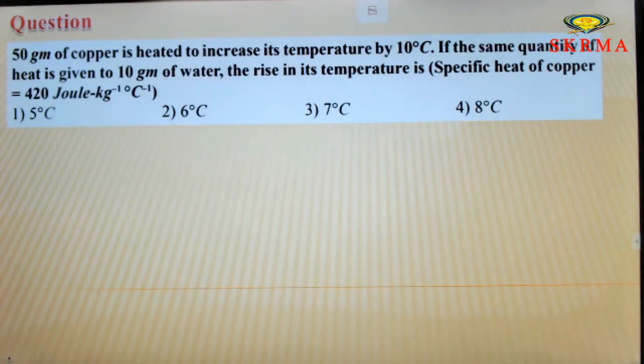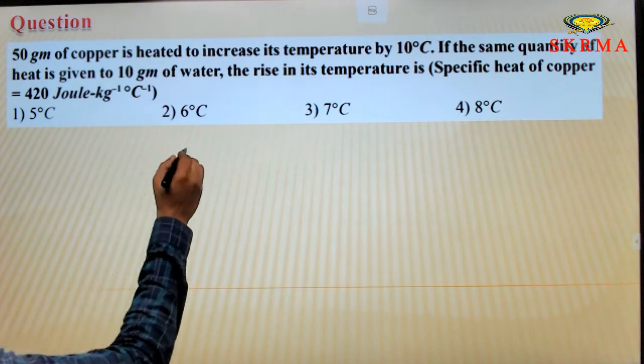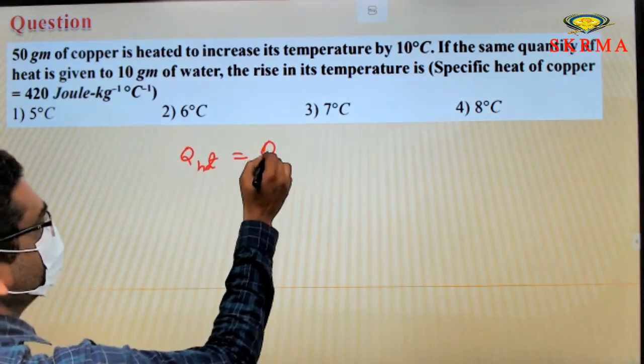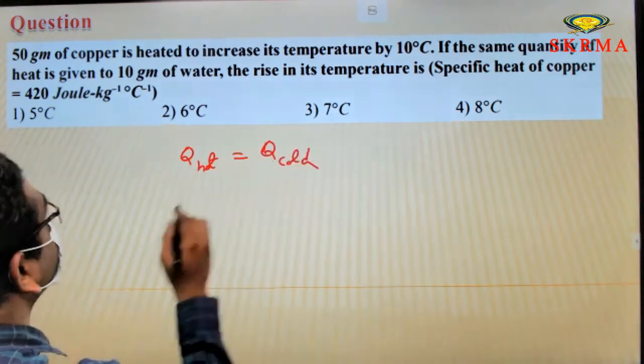Next, 50 grams of copper is heated to increase the temperature by 10 degrees centigrade. If the same quantity of heat is given to 10 grams of water, then what is the rising temperature? Specific heat of copper is 420. So here also the same logic: heat lost by the hot body equals heat gained by the cold body.